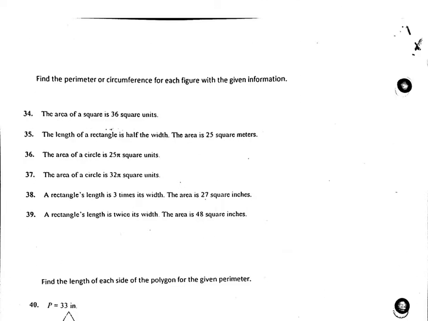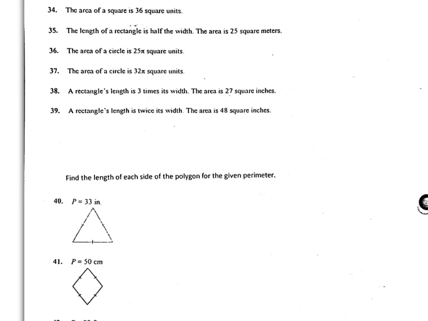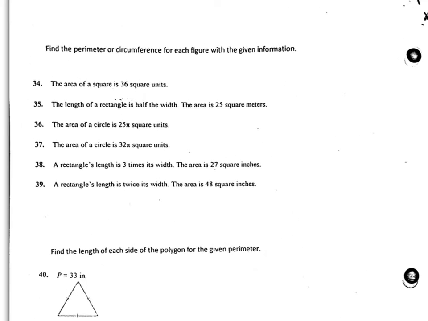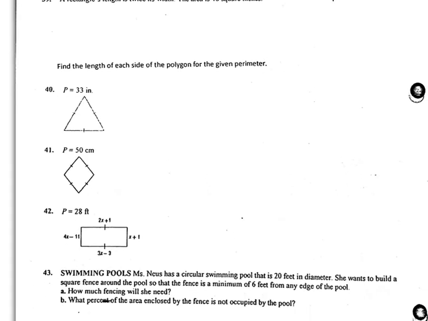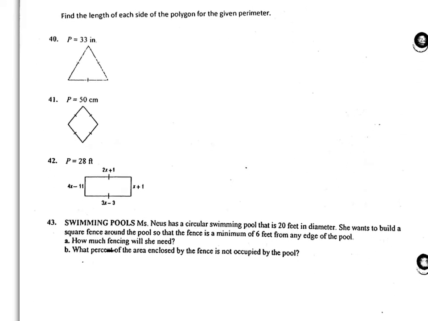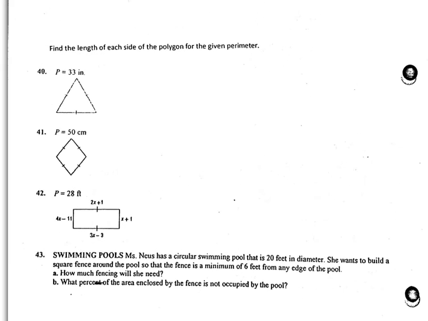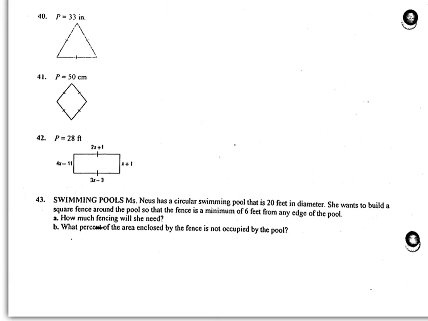And on the last page, find the perimeter and circumference. The area of the square is 36 units. Basically, you're working your way back, finding the length of the side. Same with the rectangles, different formulas. You should be able to complete those. 40 through 43, length of each side, you're good.